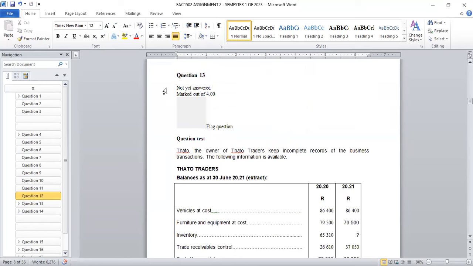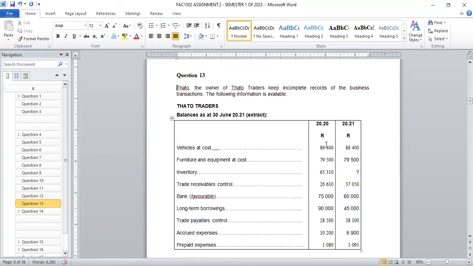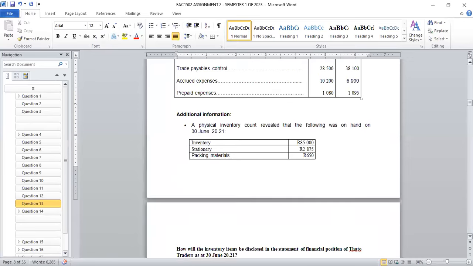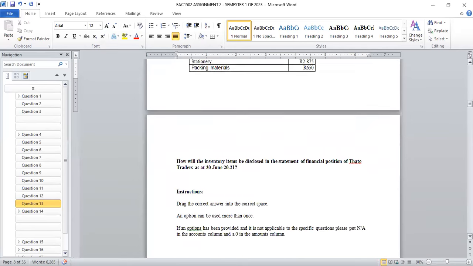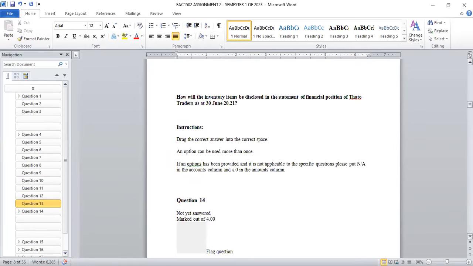All right. Question 13. The owner of Title Traders keeps incomplete records. How would the inventory items be disclosed in the statement of financial position? Right, these items, oh, it was not given also here.